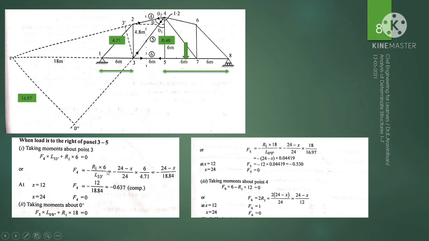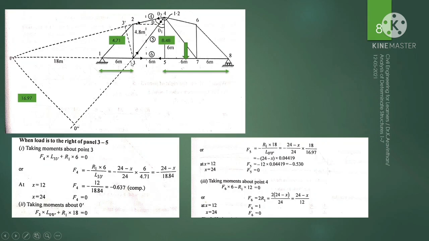Here R1 is L minus x divided by L, that is 24 minus x by 24, and 6 divided by 4.71. You will be getting this function, and if you substitute 12 and 24, you can get the answers for this function. So while substituting 12, you got 0.37, and for 24 you got 0.